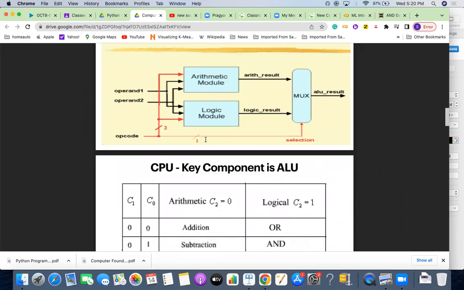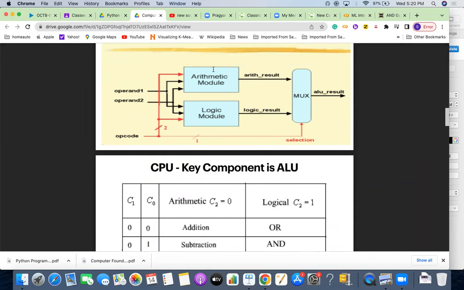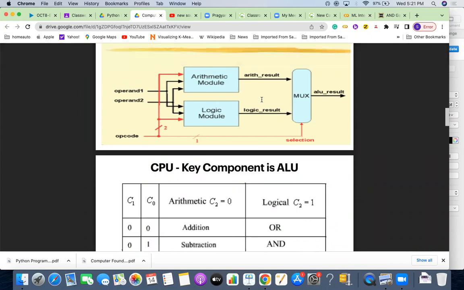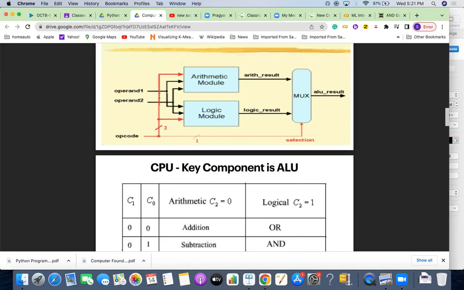Another thing is arithmetic, like the ALU I mentioned. When I said ALU, we have two components: one is the arithmetic model, another is the logic model. And this mux, you know what a mux is, it will be combining things. All these are electronics topics. So operand 1, operand 2, and opcode. Opcode means the command you want to execute. Operand 1 and operand 2 are the data.